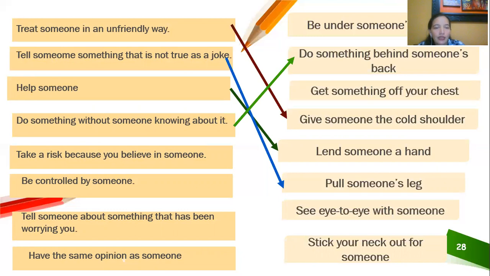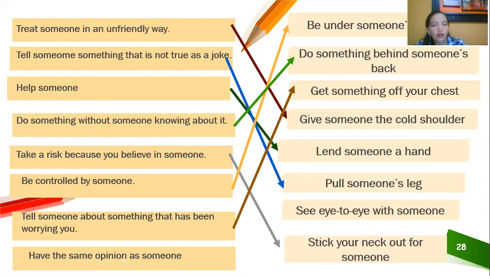To take a risk because you believe in someone is to stick your neck out for someone. To be controlled by someone is to be under someone's thumb. To tell someone about something that has been worrying you is to get something off your chest. And to have the same opinion as someone is to see eye to eye with someone.